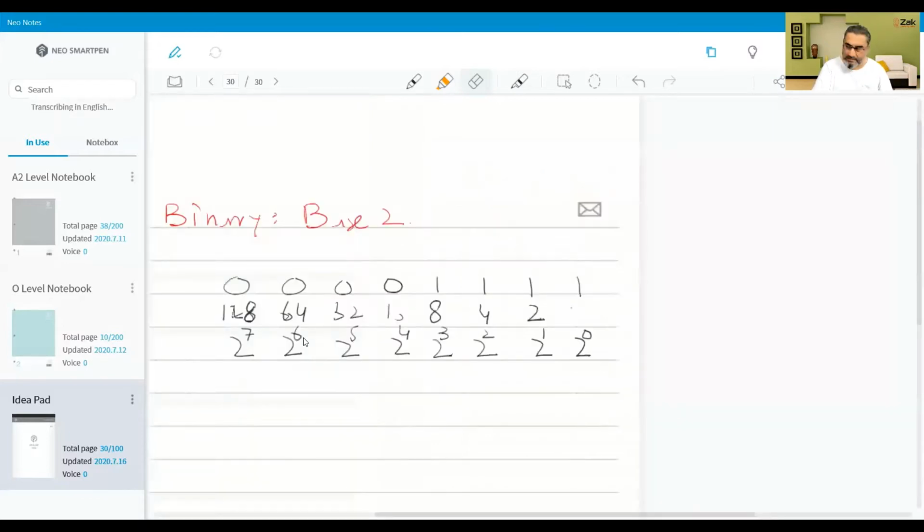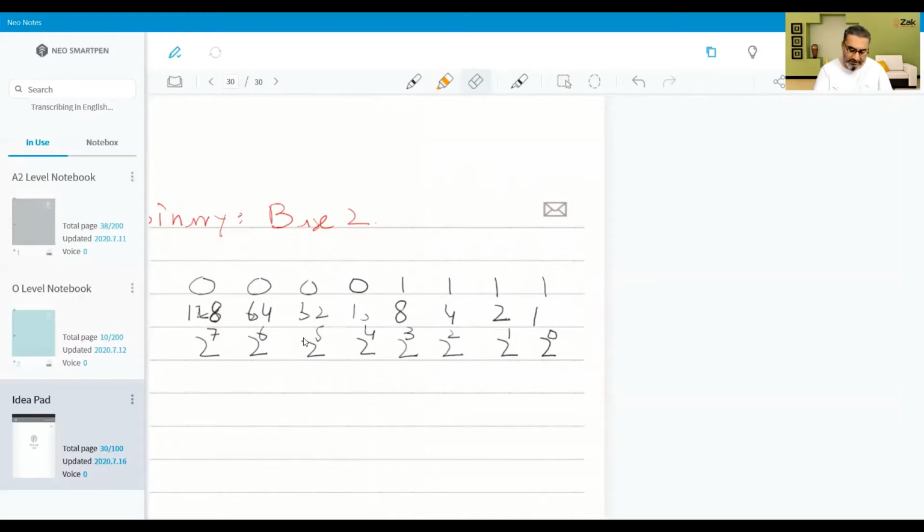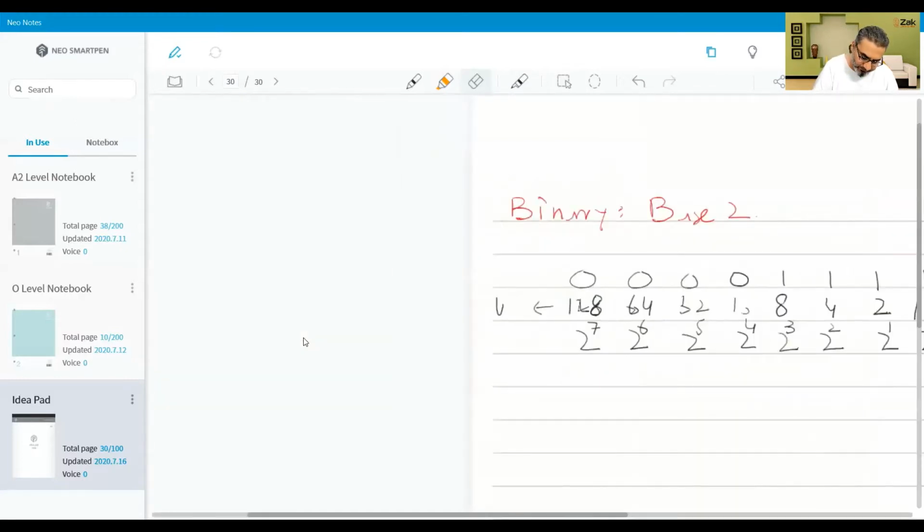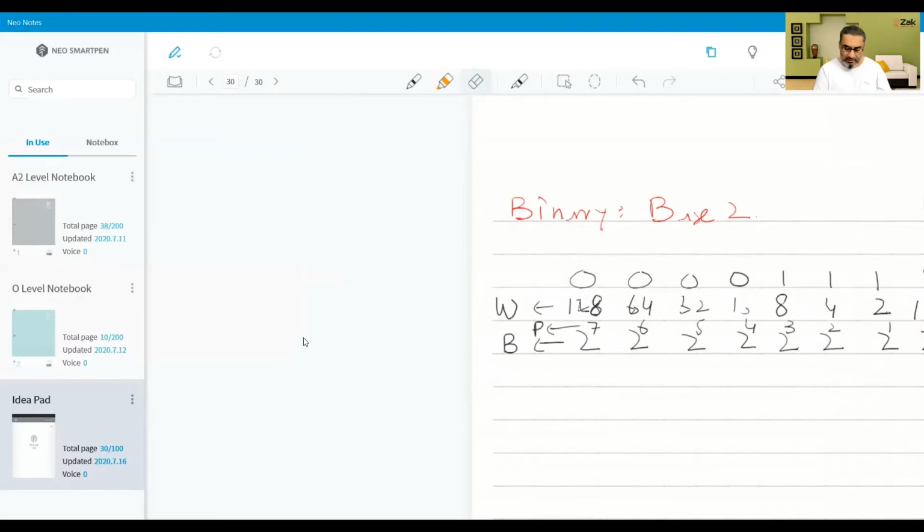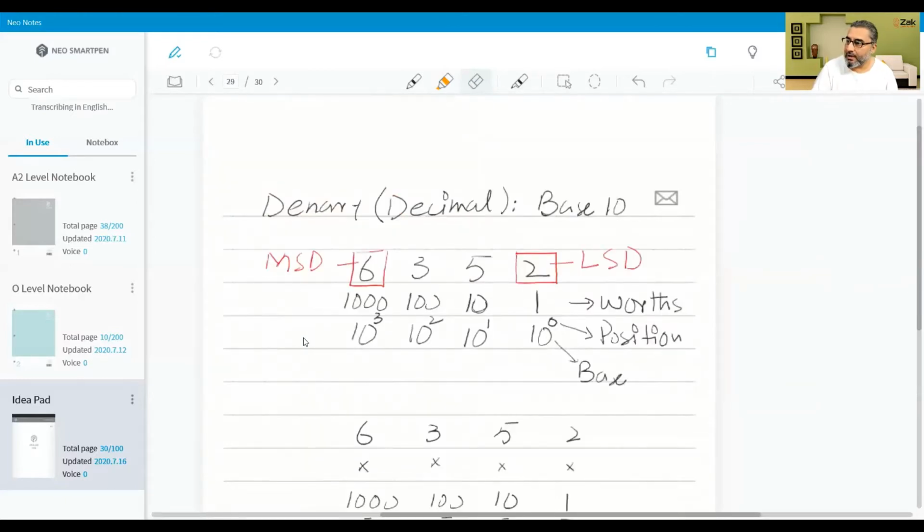Now, what does it mean? It is simple: these worths in binary are the result of this base and the position as its power. So every single number in binary is being treated technically the same as the denary number. But in denary, what happens is that we have got unit, 10, 100 and 1000, where the base is 10. If the base is 10, it means that we are moving from right to left 10 times. Unit becomes 10, 10 becomes 100, 100 becomes 1000. Why? Because the base is 10.